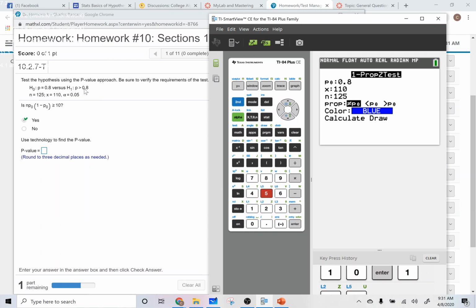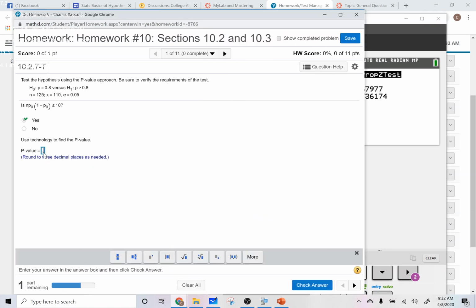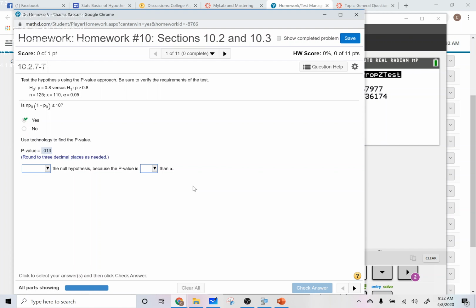And then they tell you p is greater than p naught. Okay, you don't have color, that's fine. Leave that alone, but we're going to calculate. And they ask for the p-value. This is 0.013 because they want us to round to 3 decimals. So 0.013. Check the answer. Good job. And so that's 0.013.